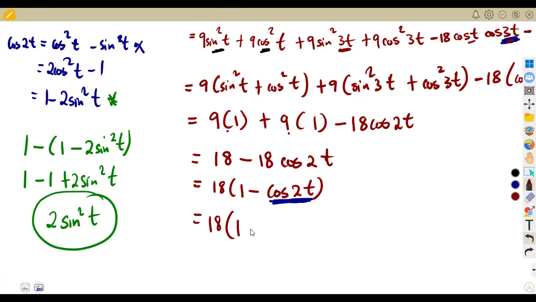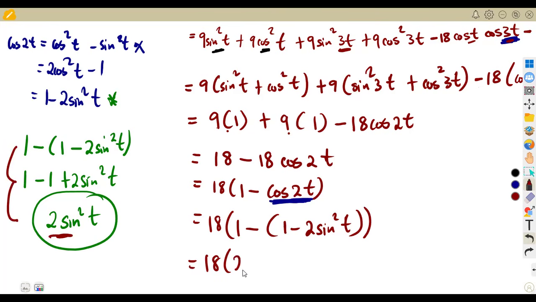Because this was going to be 18 into 1 minus, in place of cos 2t, we said we're going to have 1 minus 2 sine squared t, which we can simplify. So this is going to be 18 into, after simplifying, we're going to get what? 2 sine squared t at the end. All right, but remember that we've got this 18. So 18 can multiply this 2. 18 times 2 is what? 36. So this is 36 sine squared t.